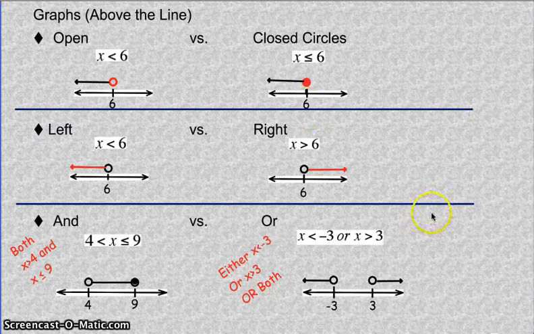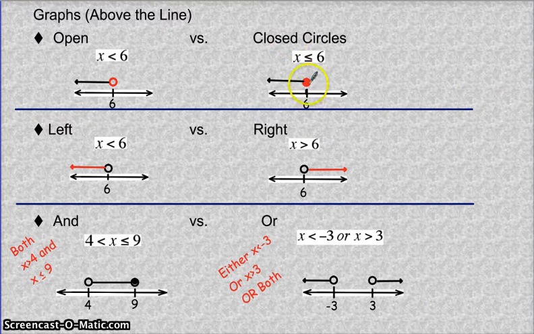Some of the basic rules of graphing on a number line. Remember that when there is an equal sign, we're going to use a closed circle because 6 is an actual answer in the example here. 6 is less than or equal to itself. Whereas if it was only x is less than 6, we're going to start our line at 6 and go off to the left, but it's going to be an open circle because if we use the actual number 6, 6 is not less than itself. Left and right, again, is just determined by greater than and less than. Typically less than will be going to the left, greater than off to the right.